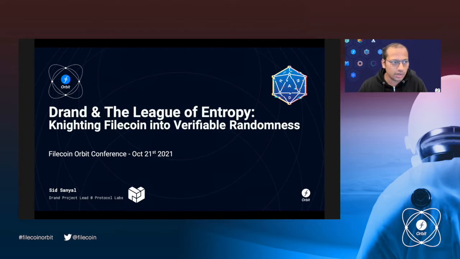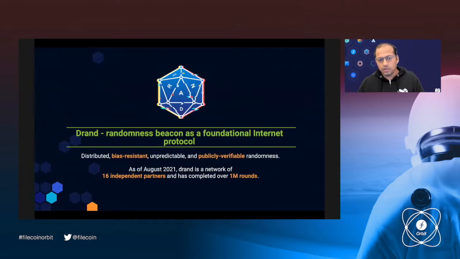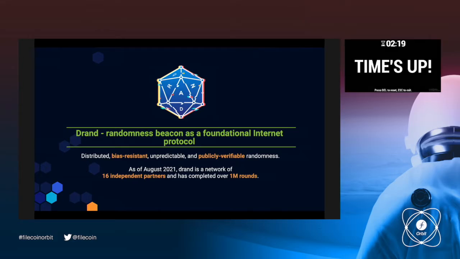So DRAND is actually a randomness beacon, which can be seen as a foundational internet protocol, very similar to the other protocols we have. As a quick introduction, DRAND is a distributed, bias-resistant, unpredictable, and publicly verifiable source of randomness. And as of August 2021, a few months ago, DRAND completed over 1 million rounds of randomness and already has 16 independent collaborators, partners who run the network.